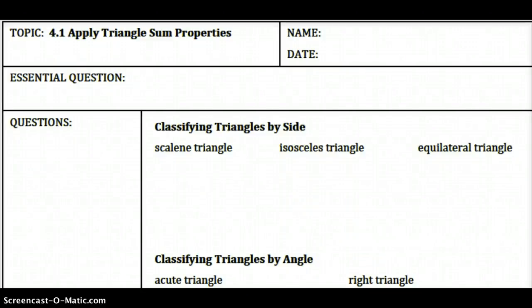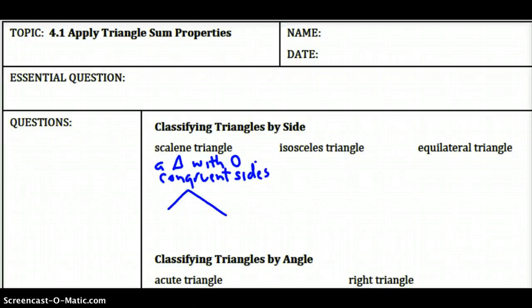4.1, apply triangle sum properties. We're going to classify triangles two ways, by sides and by angles. A scalene triangle is a triangle with zero congruent sides. We can do something like this, and we can call this 3, we can call this 6, and we can call this 8. Okay? Doesn't matter if it's obtuse or acute.